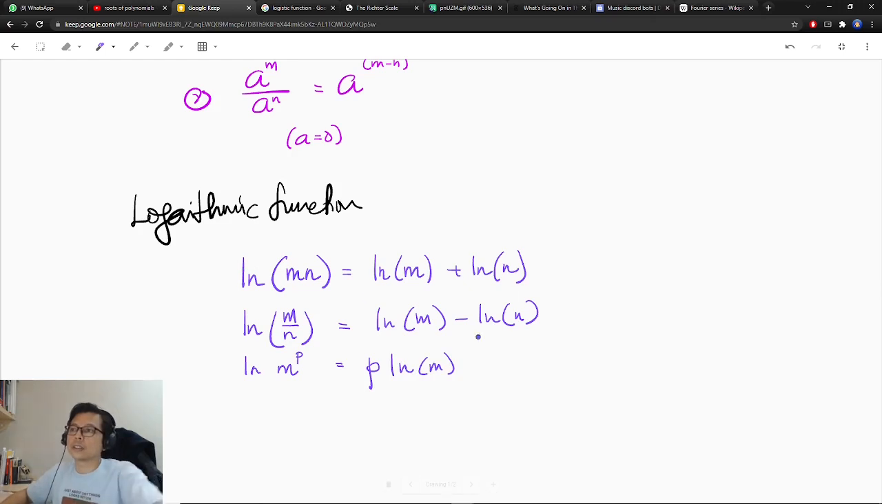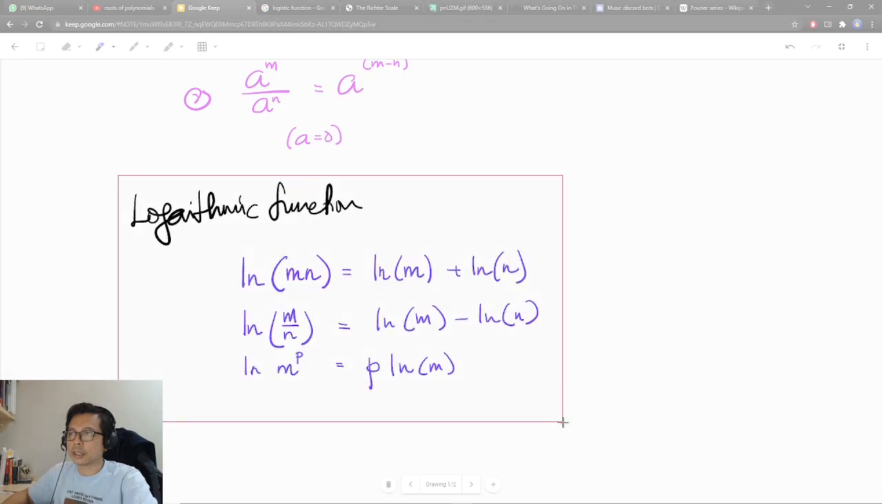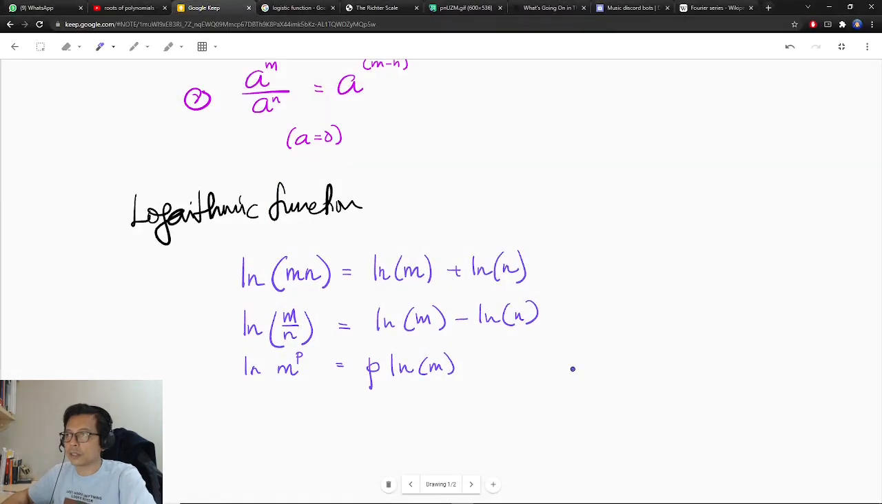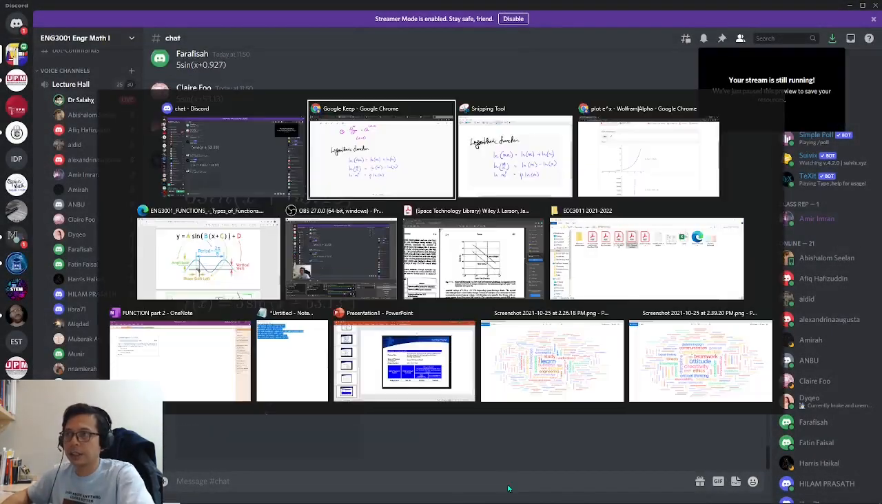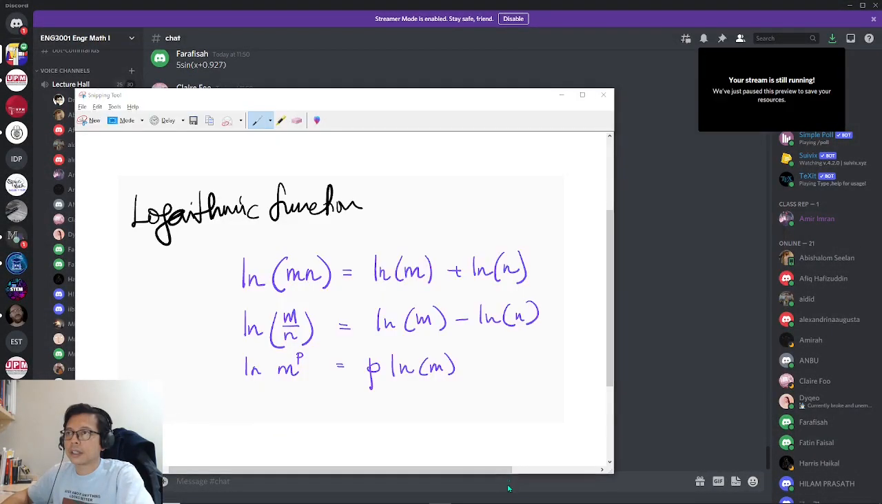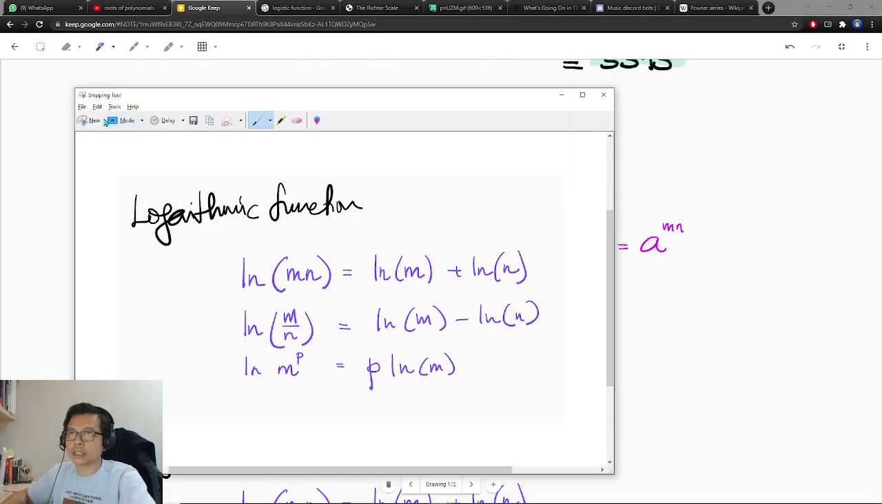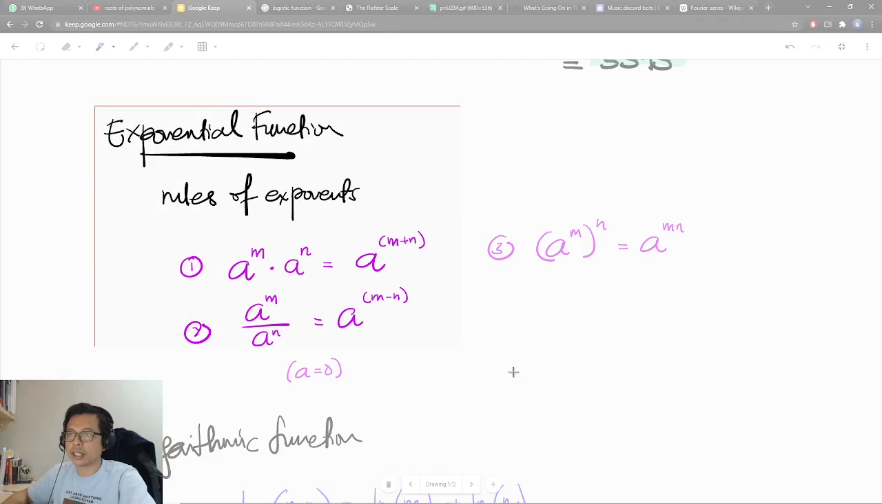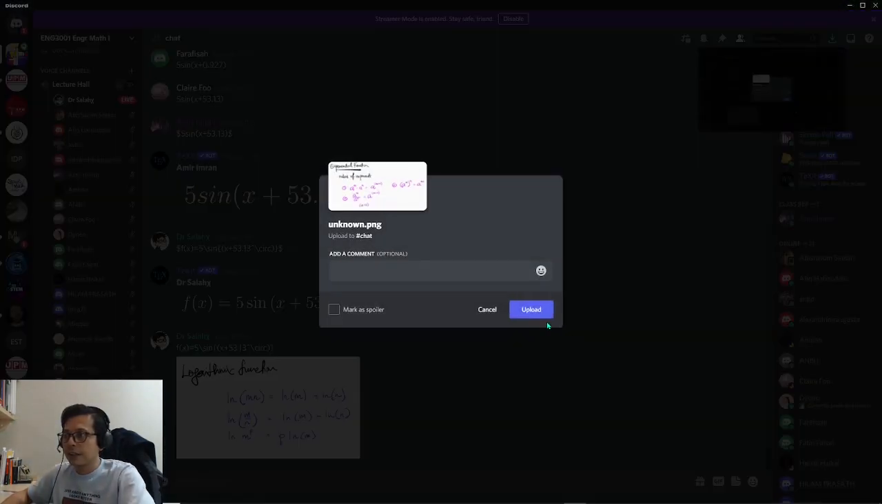So those are some rules of exponents and rules of logarithms. I'm going to put it here, so you can copy and paste this in your digital notebook, or you can write it down in your physical notebook, whatever. Okay. All right.